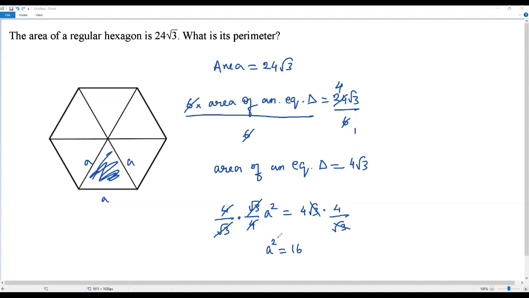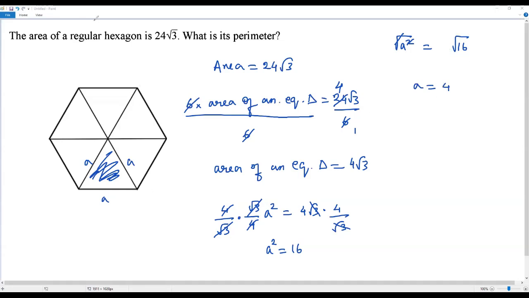Now to solve for a, I have to get rid of this square. For that, we take the square root on both sides. Square root of a squared equals square root of 16. Whenever I take the square root on both sides of an equation, for one of the square roots I have to consider a positive or negative sign. Usually we consider the sign for the square root which contains a number inside. But here, a represents the length of one of the sides of the regular hexagon. It cannot be negative, so we just assume it's positive. Here this square root and this square will cancel. We get a on the left side. Square root of 16 is 4.